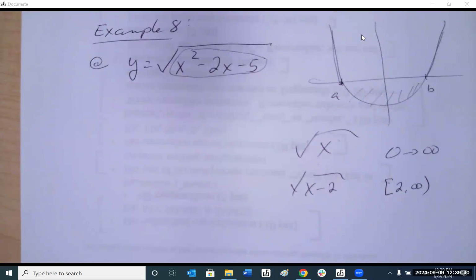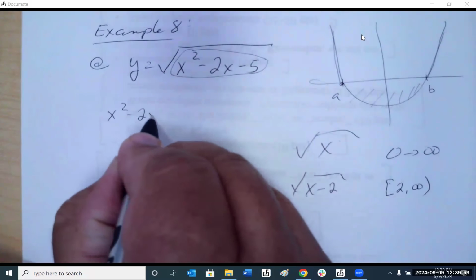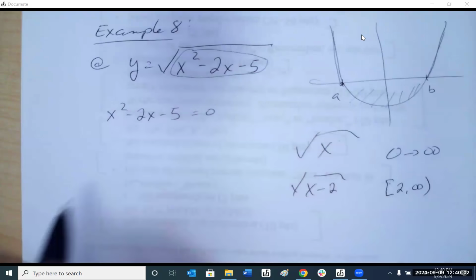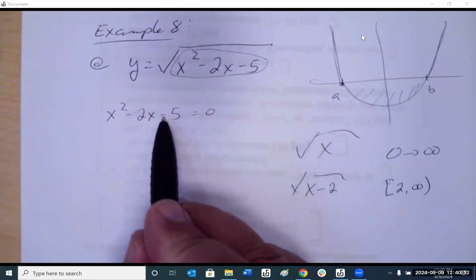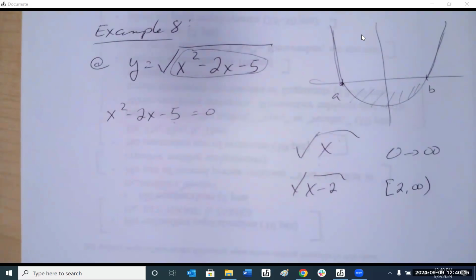So with this one, we would have to find out where it's zero. How would you do that? We have to find the x-intercepts. How do you do that? We can use the quadratic formula, or we can use complete the square. We can't use factoring. What times what is 5 when you subtract them, you get 2? Can't do it. So it's going to be some kind of fraction or imaginary numbers.